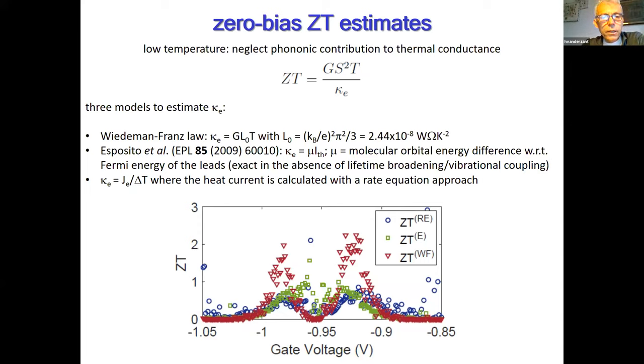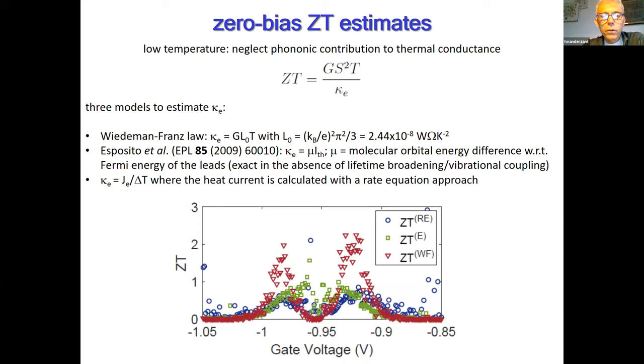and you see that the ZT is then maximum about 2. We have found a little bit higher numbers in other samples. So this is a very large number. But there have been also reports in the literature that the Wiedemann-Franz law may not hold, or that there may be some deviations from it.